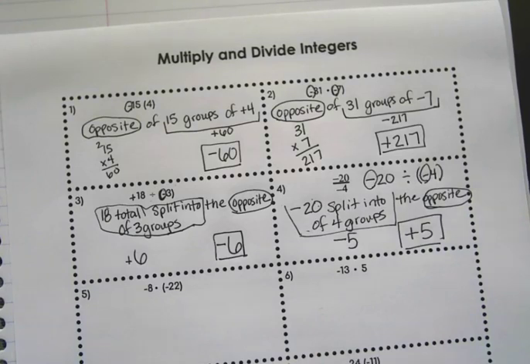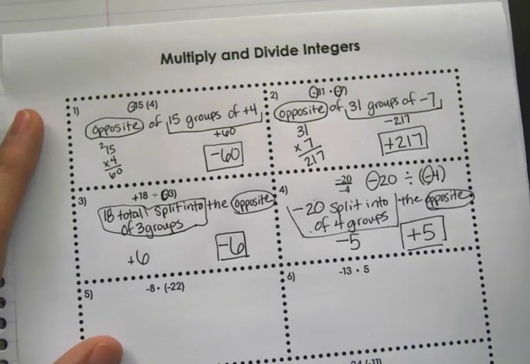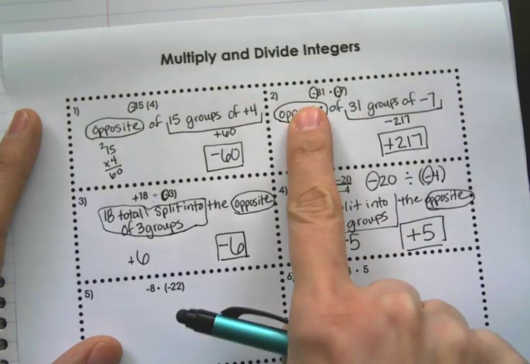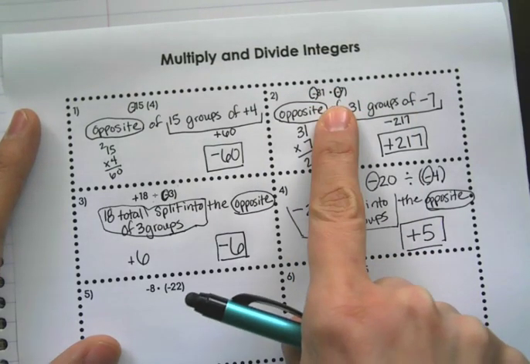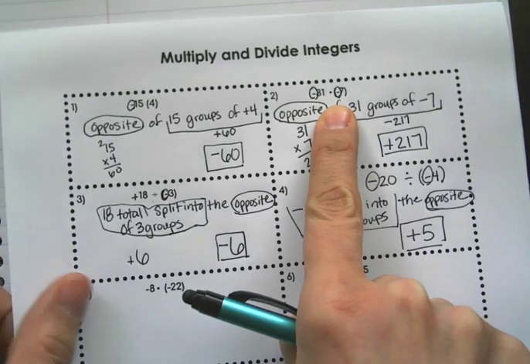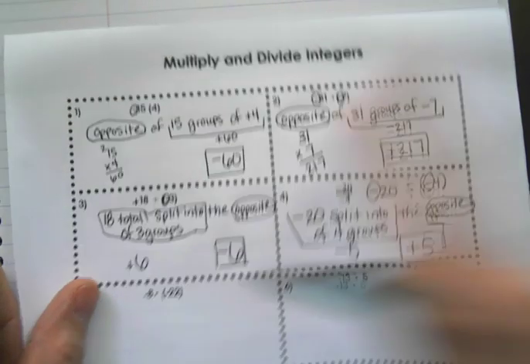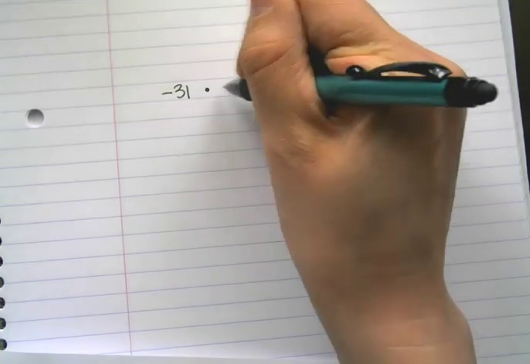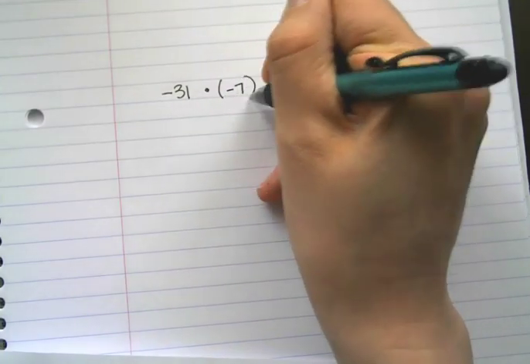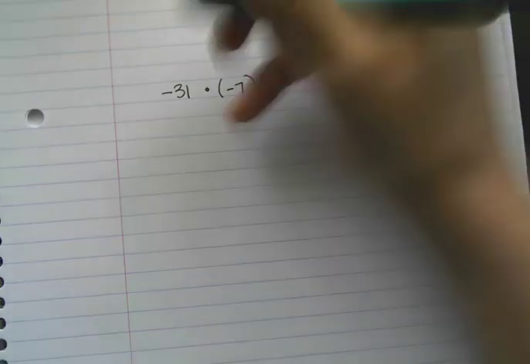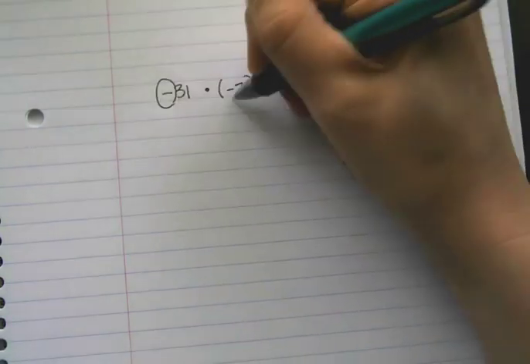To do that, I would like to point out one more thing and give you a little bit of a hint. One of the things that I asked you to do was to circle your values, your negatives. So I'm going to rewrite this problem right here into my notebook so I can show you what I'm talking about. So I have negative 31 times negative 7. And the first thing that I asked you to do was to circle your negatives.